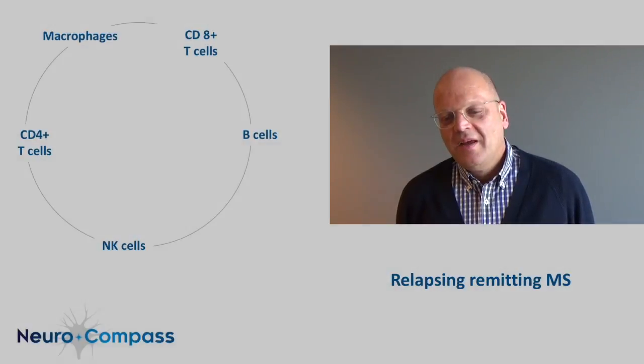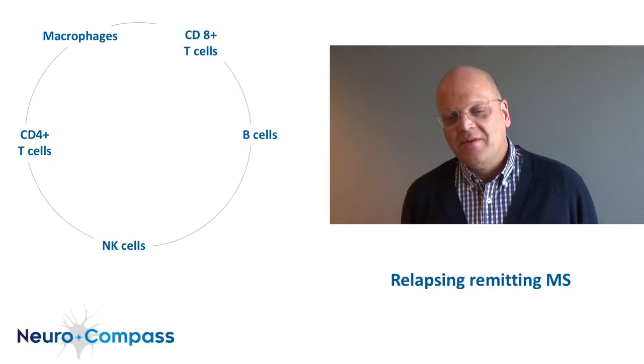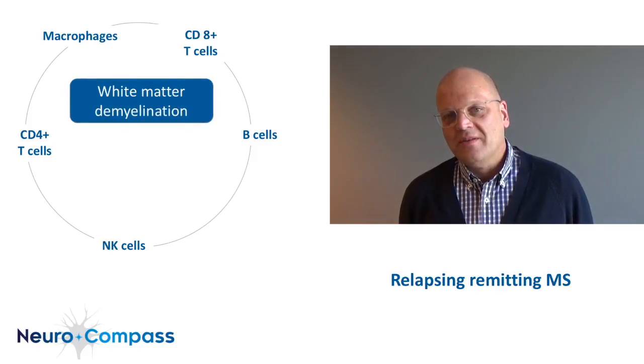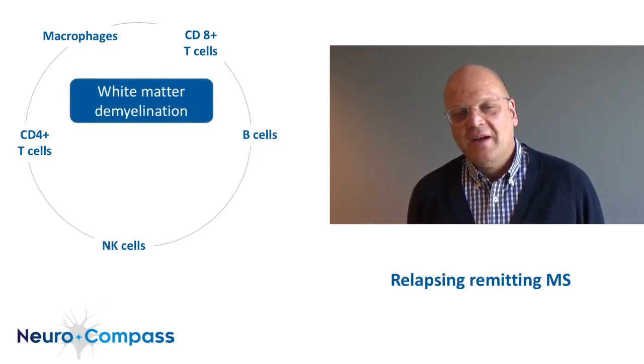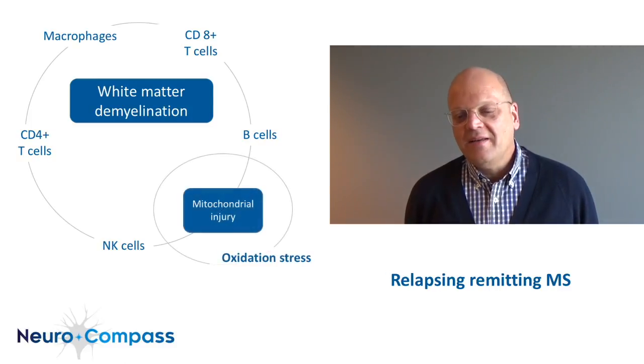So when we talk about the difference between relapsing and progressive MS, we have to consider the different compartments of the brain involved in the disease. In relapsing remitting MS, the disease is driven by a peripheral immune system that enters the central nervous system through the open blood-brain barrier and forms new lesions. So the lesions in the white matter are highly inflammatory and actively demyelinating.